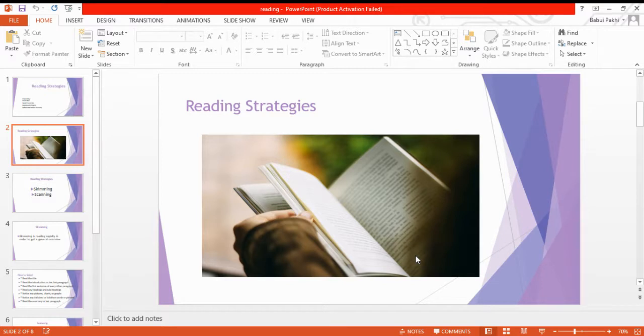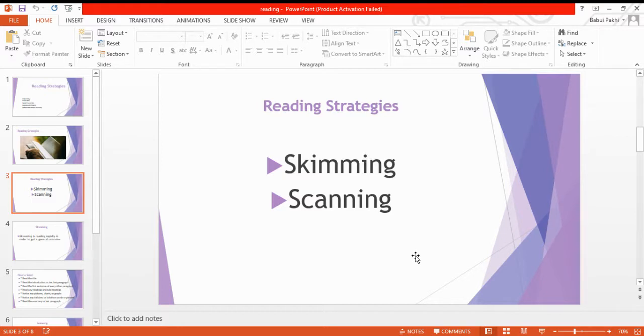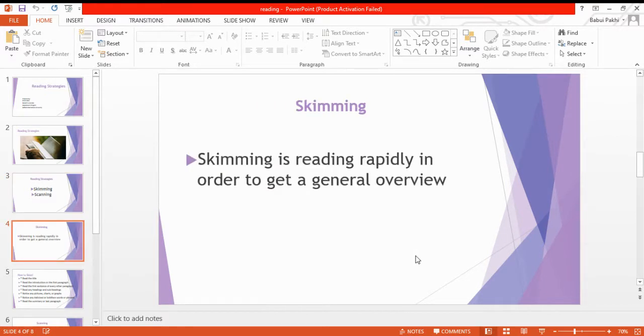There are many strategies for reading comprehension, but today I am going to deal with two strategies, and those strategies are skimming and scanning. So let's see what skimming and scanning are. First one is skimming. Skimming is reading rapidly in order to get a general overview.